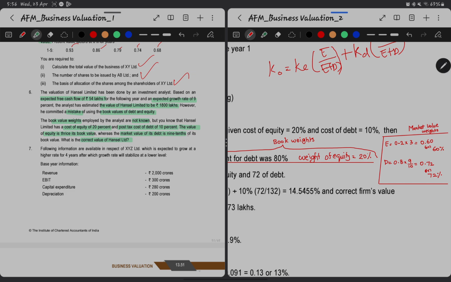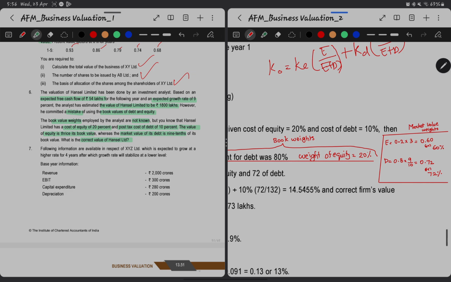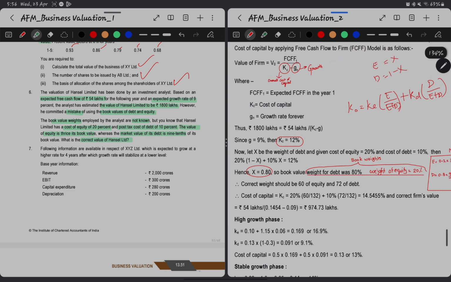They have given one hint that the value of equity is thrice its book value. So 0.2 multiplied by 3 will be 0.6, which is the market value weight of equity. In the same way, the market value of debt is 9/10 of its book value, which is 0.8 multiplied by 9 divided by 10, so 72 percent. So we got the correct market value weights.